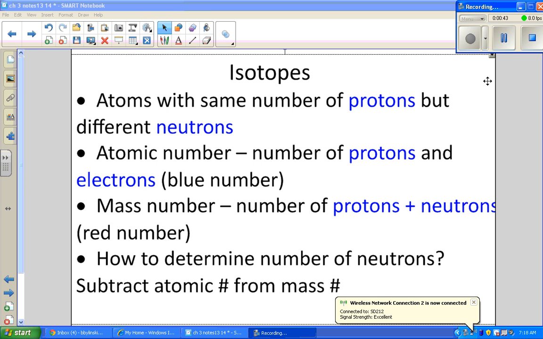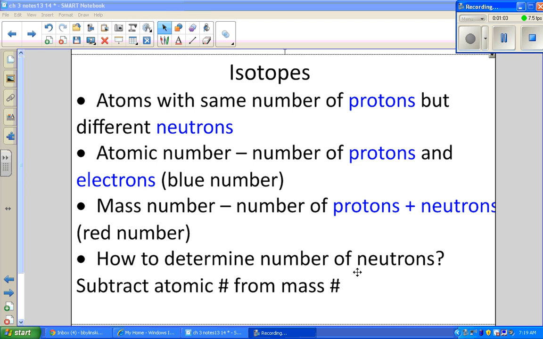And now this is a little review from yesterday. If you see the atomic number, this is the number of protons and electrons. The blue number is referring to a certain periodic table that students might use. The mass number is the number of protons plus neutrons. The red number, again, is referring to a periodic table, so you don't have to worry about that.